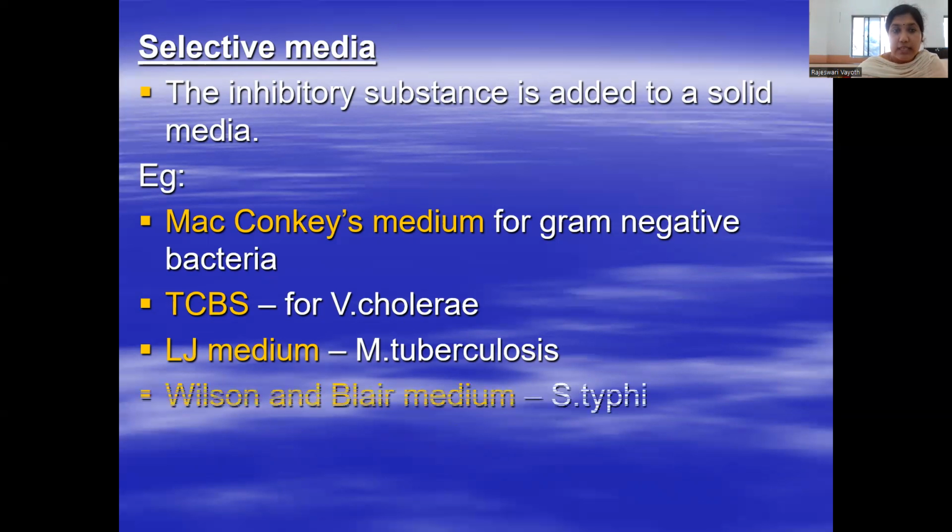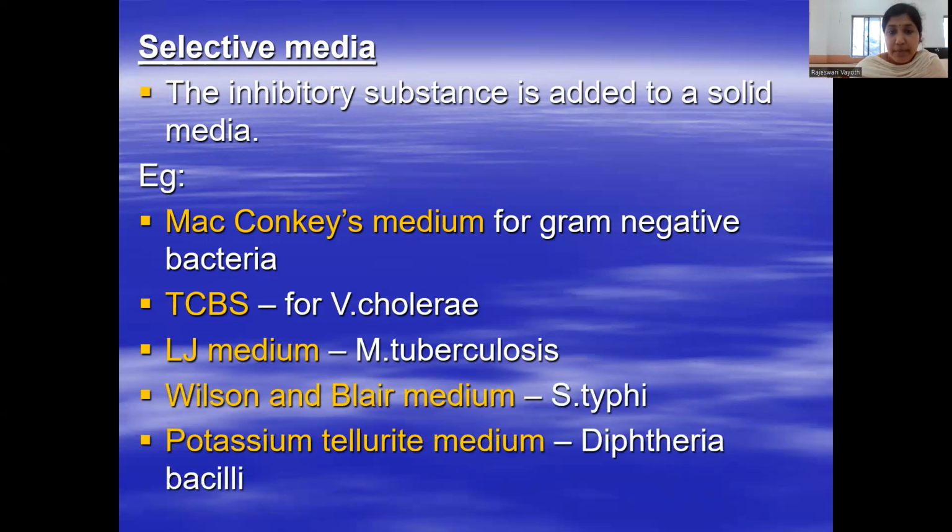Then examples for selective media are MacConkey medium, which is used for the selective growth of gram-negative bacteria; thiosulfate citrate bile salt agar, which is used for the growth of Vibrio cholerae; LJ medium used for Mycobacterium tuberculosis; Wilson and Blair medium used for Salmonella typhi; and potassium tellurite medium used for diphtheria bacilli.